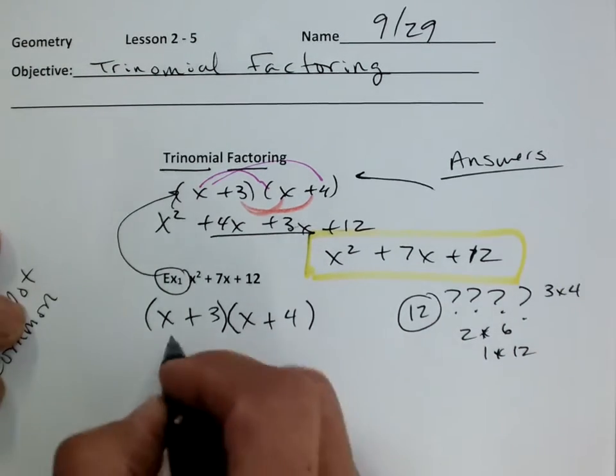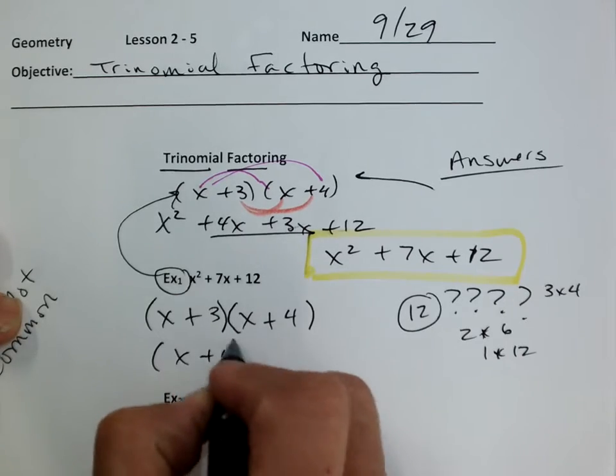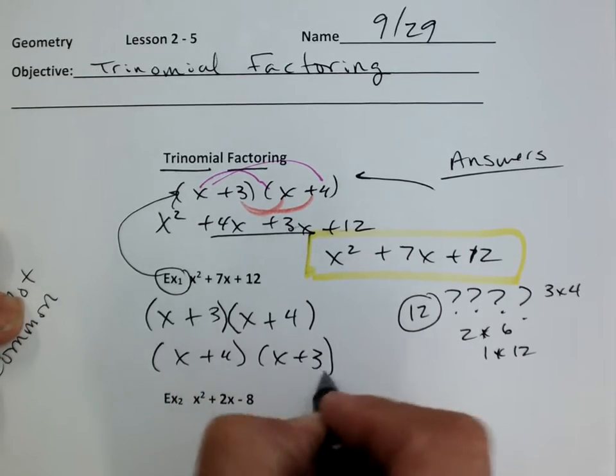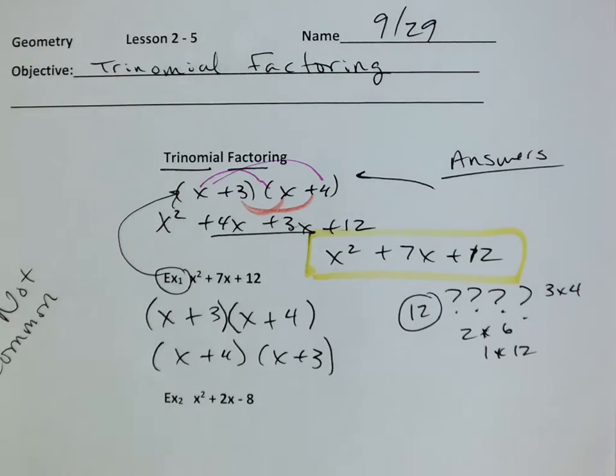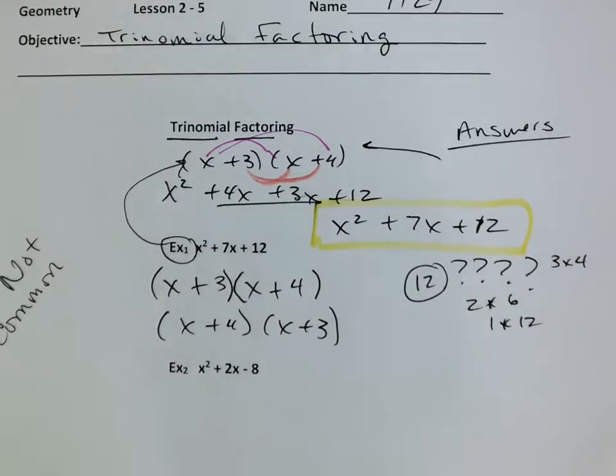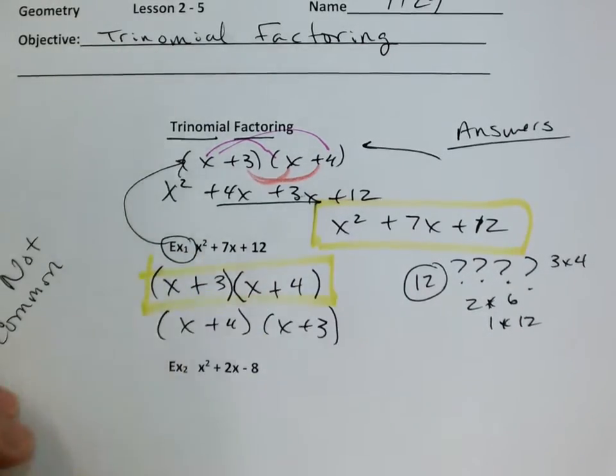Now somebody might say, well, Mr. Davies, can I go x plus 4, x plus 3? Yeah, same answer. It really doesn't matter which one you pick, because you can multiply in any order. That's what I want, either one of these. I'll circle this one because that was the first one I put down.